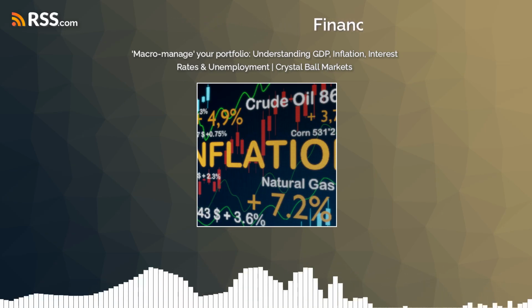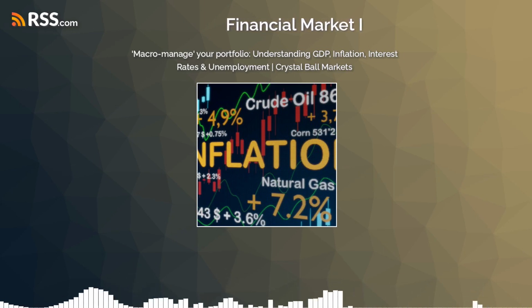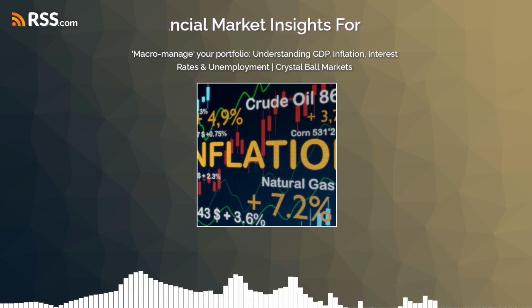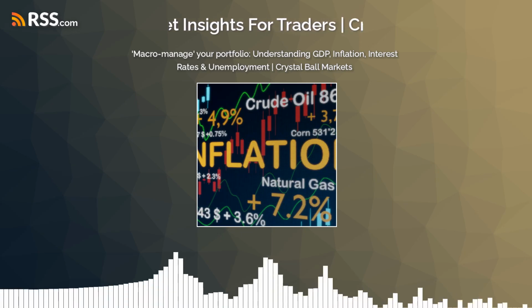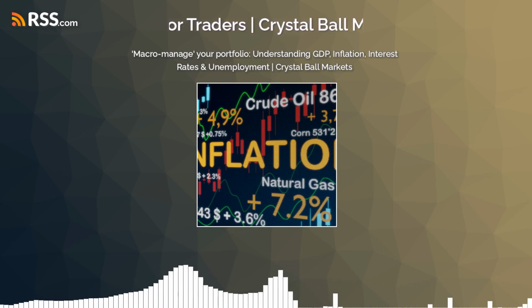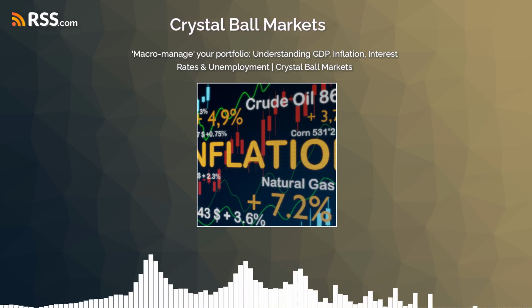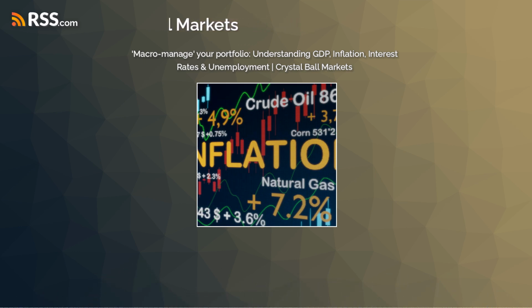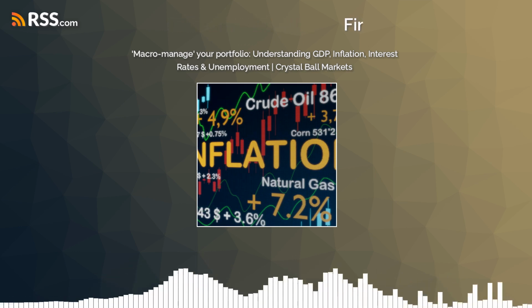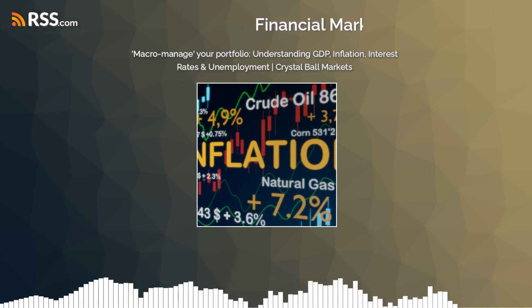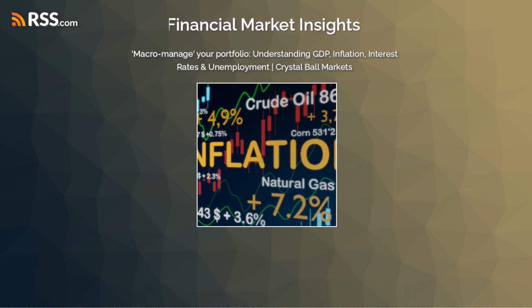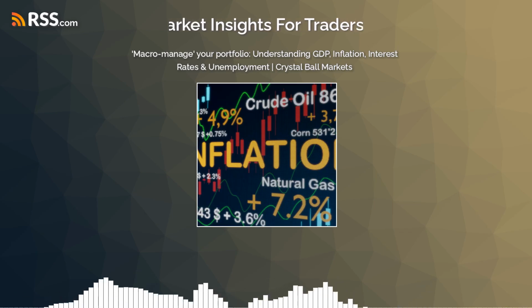But how does GDP affect you as a trader or investor? Simple. GDP growth drives market sentiment. When GDP is strong, companies usually report better earnings, people spend more, and stocks often rally. On the flip side, 2 consecutive quarters of negative GDP growth, that's what we call a recession, and that can send markets into a tailspin.